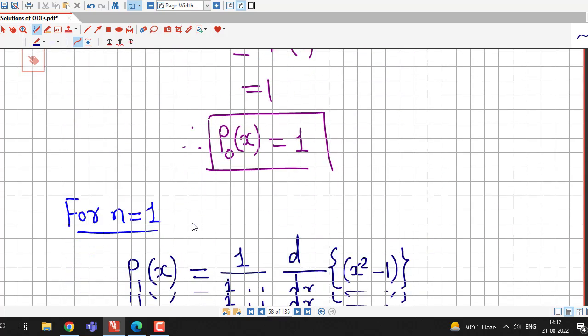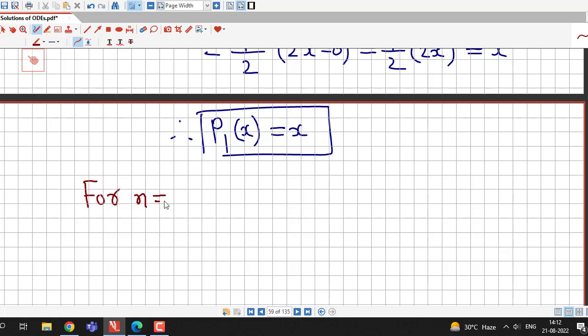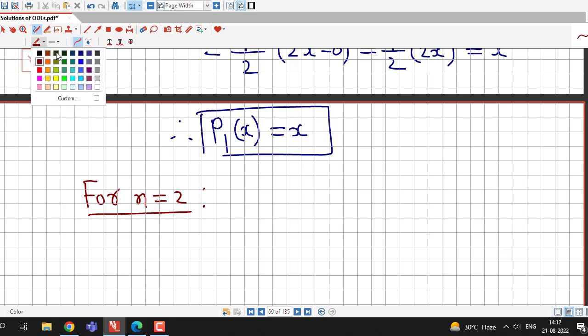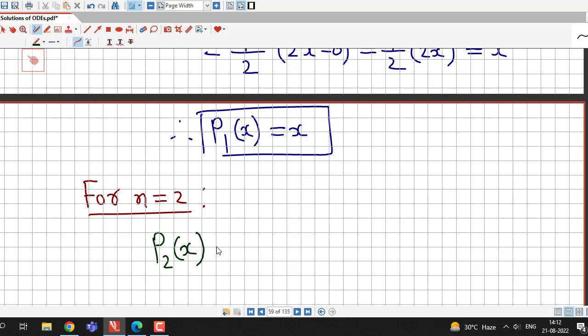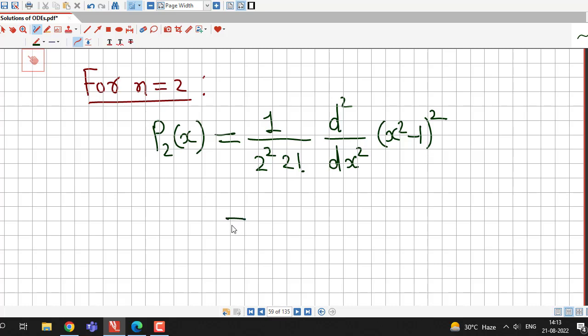So you can compare both the formulas and you can use the formula which is convenient to you. Suppose I write for n equal to 2, then I have to put n equal to 2 in that Rodrigues formula. We have 1 over 2 raised to n into n factorial. N is 2, so we have 2 raised to 2 into 2 factorial, and the second derivative d²/dx² of (x² − 1) raised to n. N is 2 here, and let me simplify this.